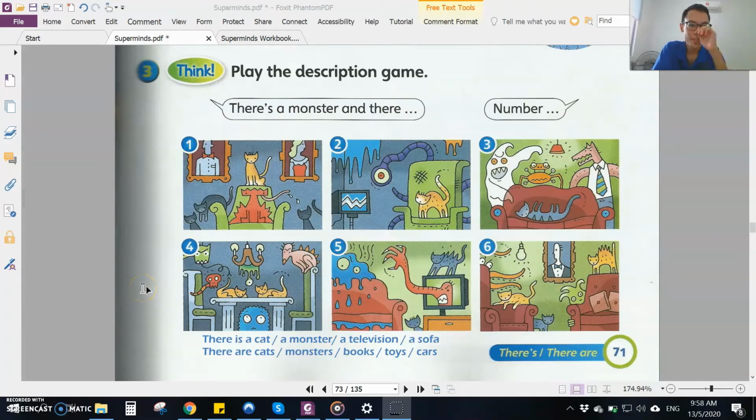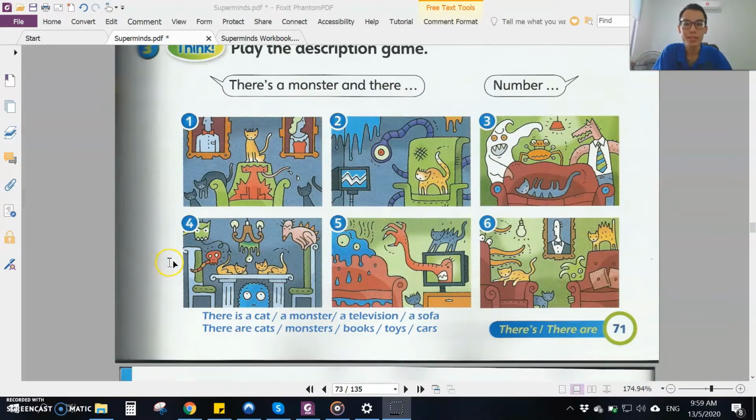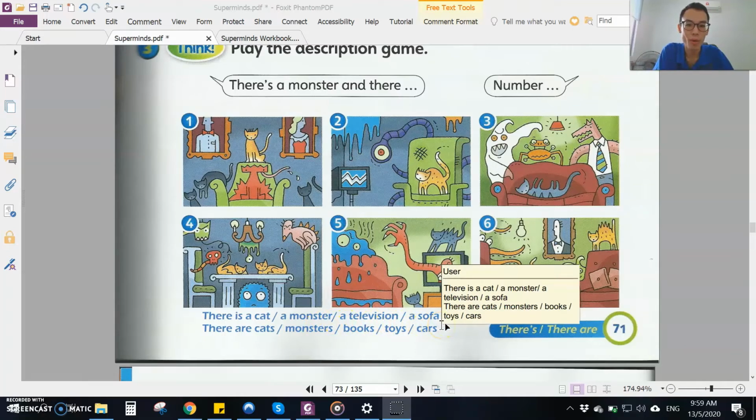Hi everyone. In the last English lesson, we learned about there is and there are. So when do we use there is? For there is, we use singular noun. That means only one. You look at the first sentence here, we use there is for one, a cat. A means one. A monster, a television, a sofa. So there is a cat, there is a monster, there is a television, there is a sofa. For one thing, one person, one object.